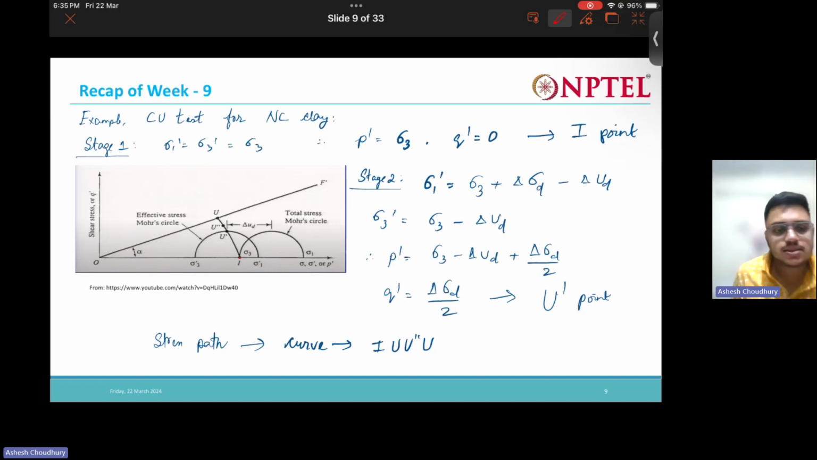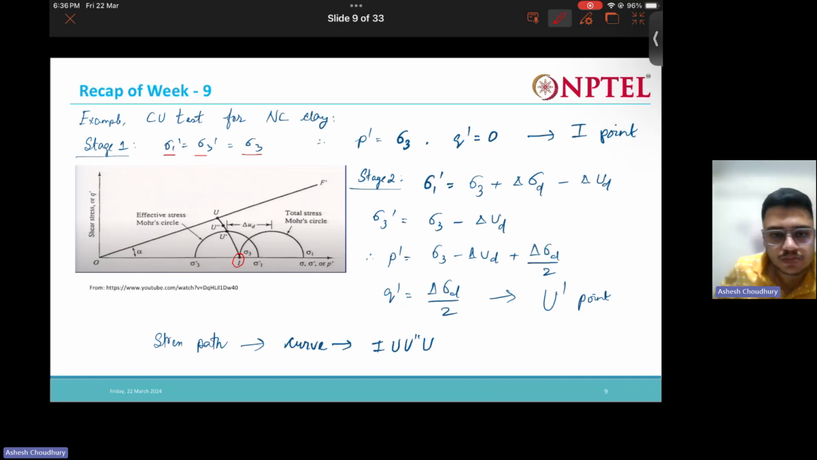So in CU test, in stage one there is application of only the overall cell pressure. We apply cell pressure and we let the soil undergo some consolidation. So the first stage is going to be the same. Sigma 1 prime is equal to sigma 3 prime is equal to sigma 3. It is nothing but the cell pressure. Therefore p is going to be sigma 3 and q prime is 0, and that is going to give us the point I.